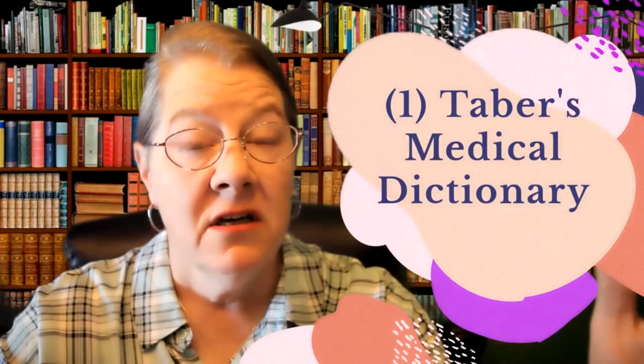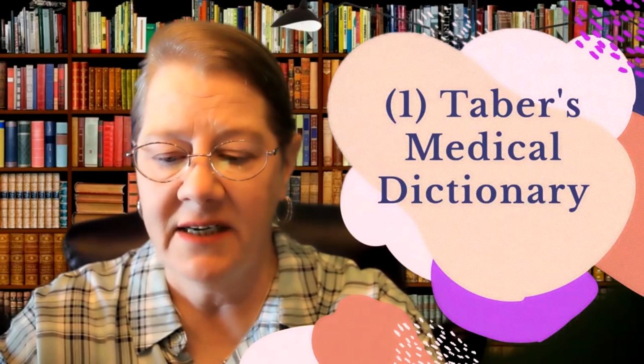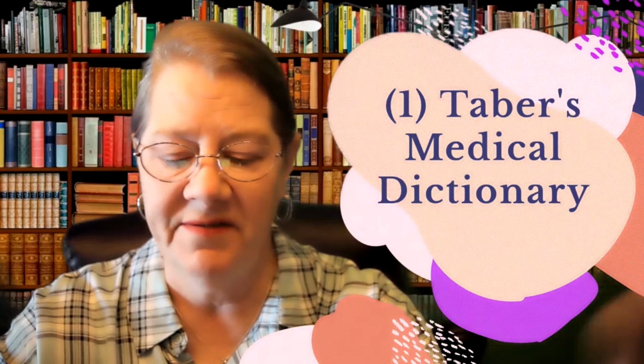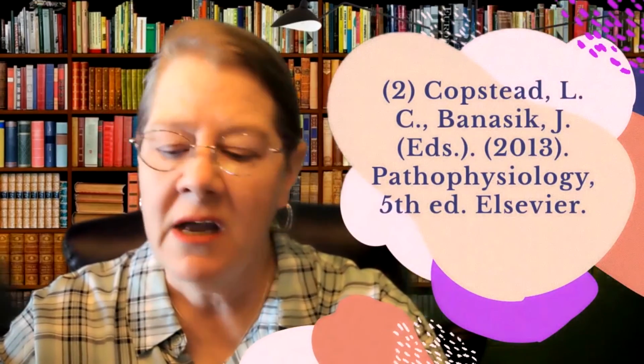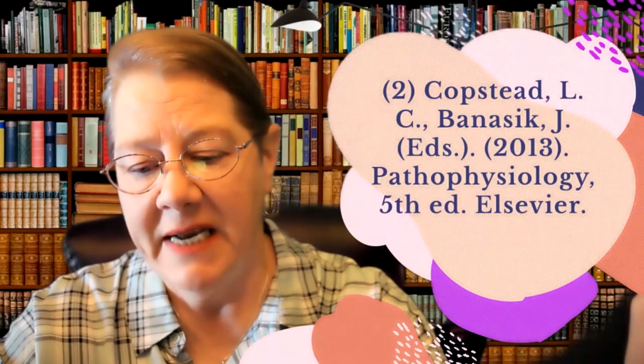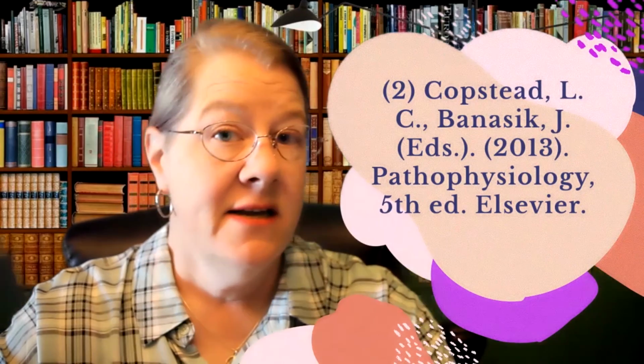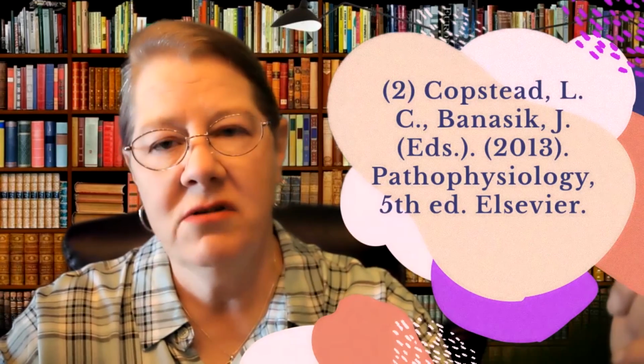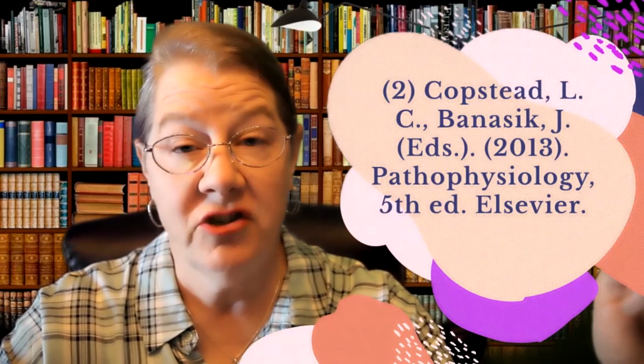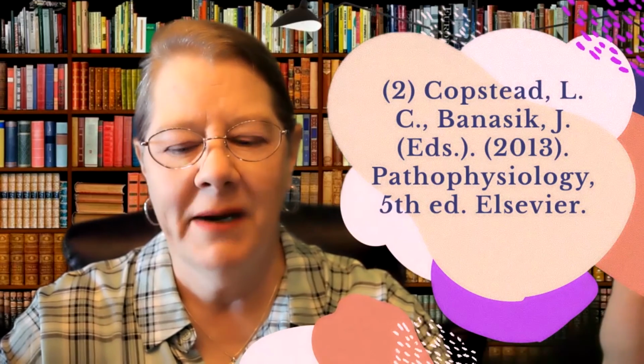Everything that has the one behind it came from Taber's Medical Dictionary. That's my first reference. My second reference is a pathophysiology book, the 5th edition by Copstead and Banasik. There's probably a newer edition out there, but some of these things in pathophys really haven't changed a lot, and so I'm sticking with my current book.